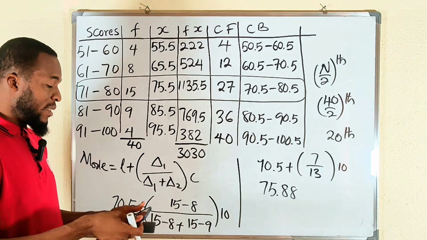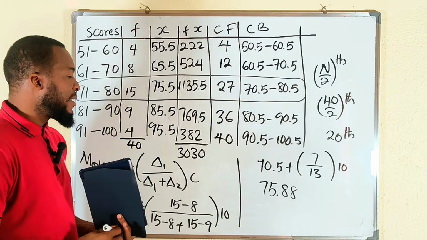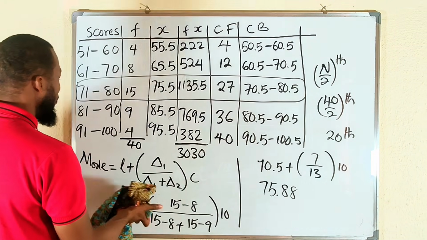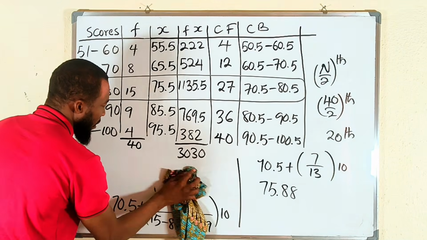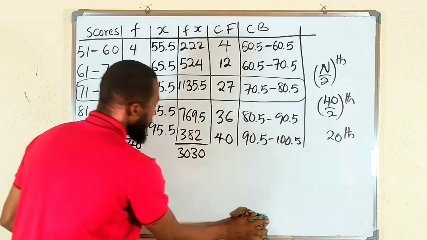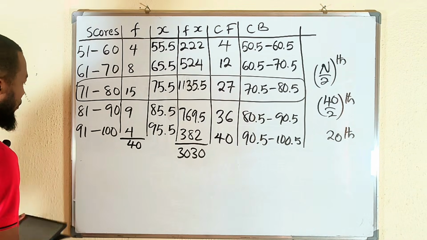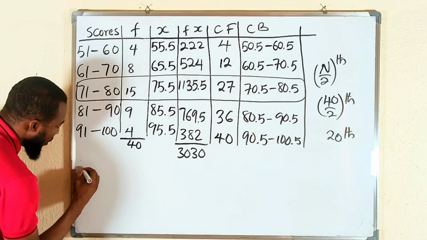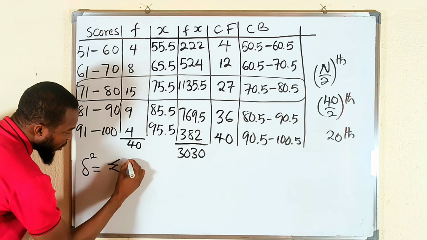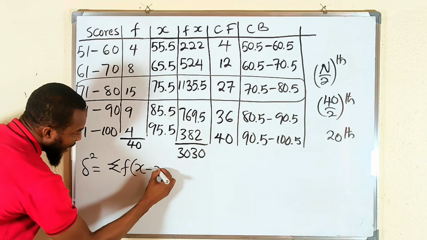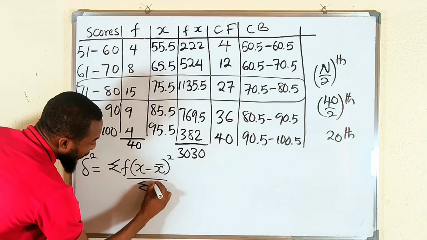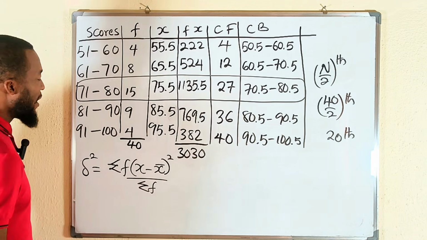Now let us calculate the variance and standard deviation. For the variance and standard deviation, we need the mean. So I'm going to bring it back. But let me write the formula first. The formula for variance is equal to the summation of f of x minus x bar squared divided by the summation of f. Yes, this is the formula.